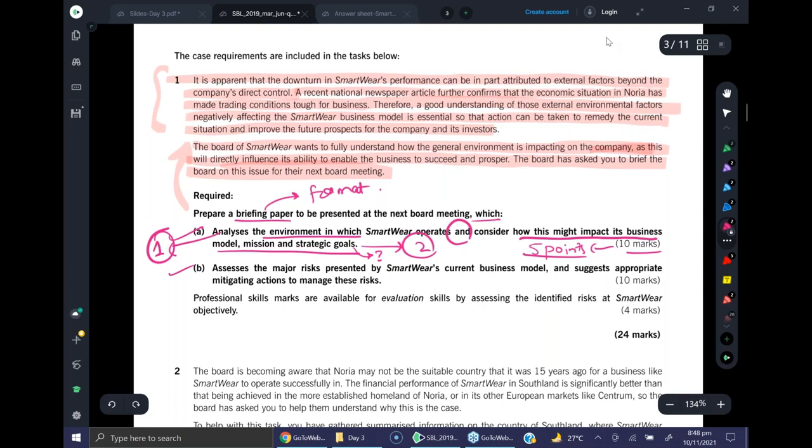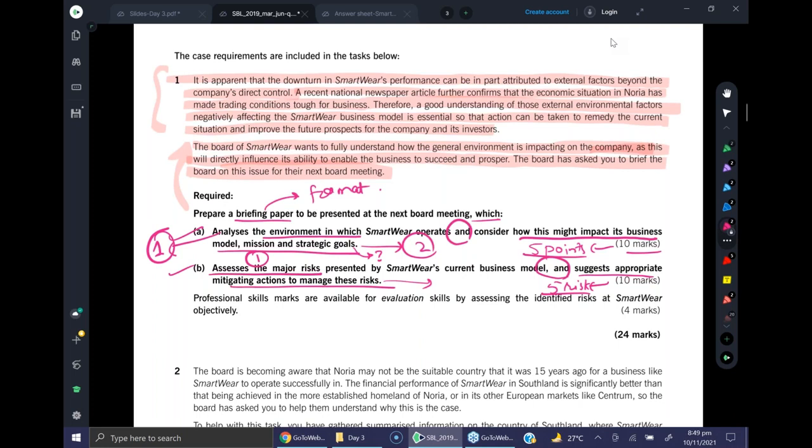Next part of the briefing paper will have to assess the major risks presented by the Smartwear business model, and so that's our first task, and suggest appropriate mitigating actions to manage those risks. So you identify and assess those risks. Assessment means discuss the impact on the company, and then you suggest how we can reduce or mitigate those risks, what actions we should take, right? So again, 5 risks can be discussed here. Half the marks are for assessment and half the marks are for mitigating the risks.